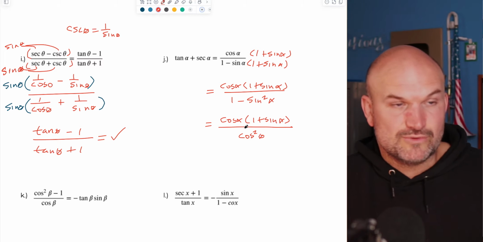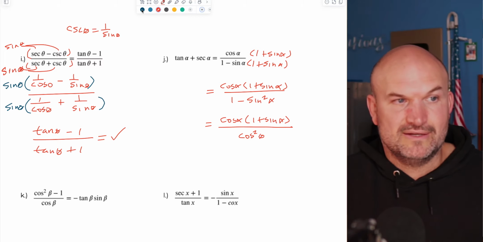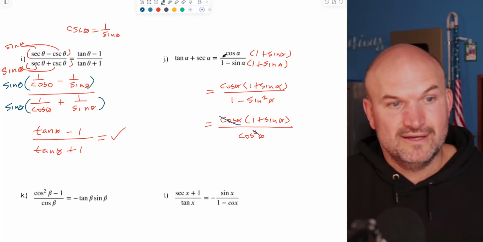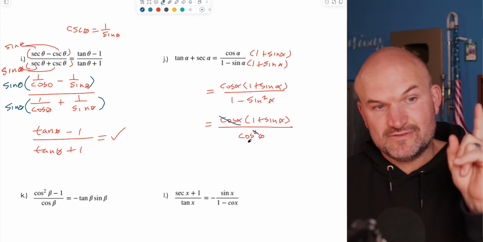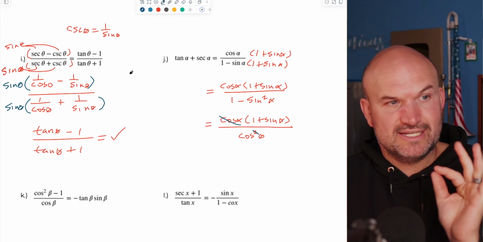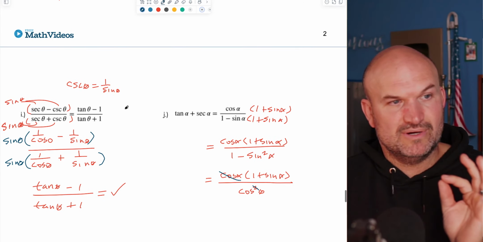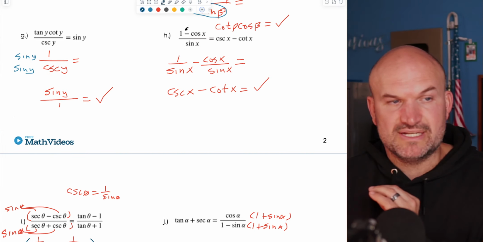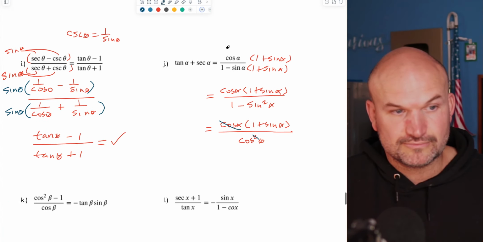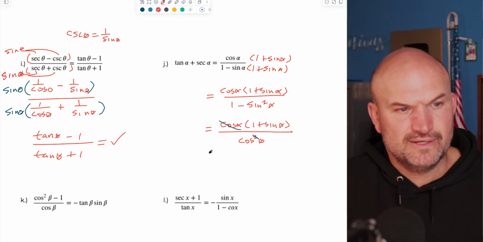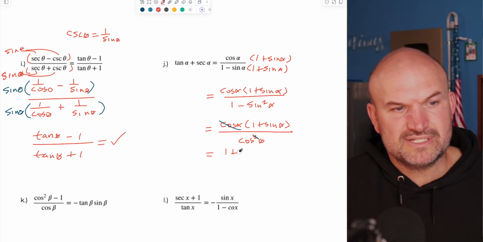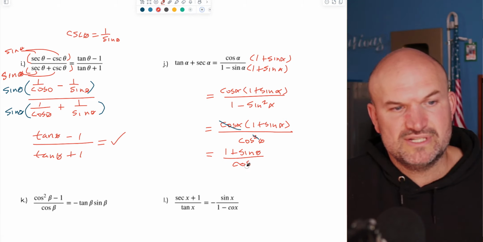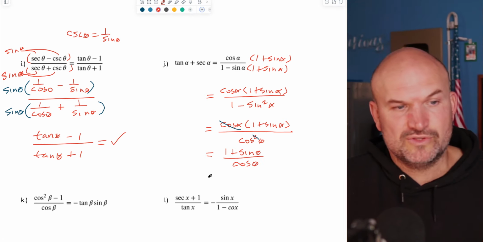Now remember, cosine squared is cosine times cosine, right? So I can divide out this cosine with one of those cosines. Now I'm going to have one cosine left in my denominator. Just like I did up here, you got to make sure you divide into both those terms since they're separated by subtraction. I think I have enough room, so maybe I'll show it. So now I have a 1 plus a sine of alpha divided by a cosine of alpha. Divide that into both those terms.